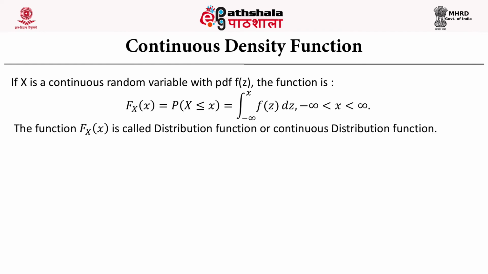So if X is a continuous random variable with PDF f(z), the distribution function is given as the probability that X is less than or equal to x, represented by capital F_X, which is equal to the integral from minus infinity to x of f(z) dz, where x lies between minus infinity and infinity. The function F(x) is called the distribution function, or continuous distribution function.